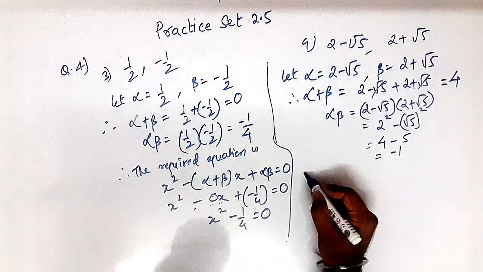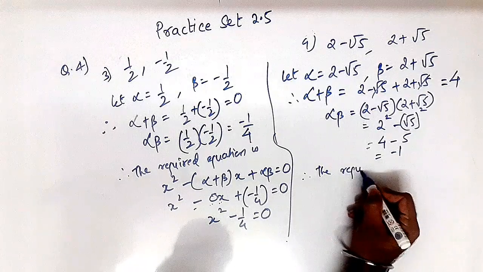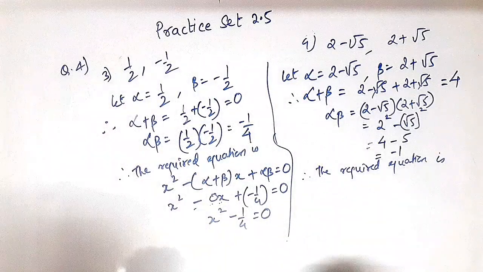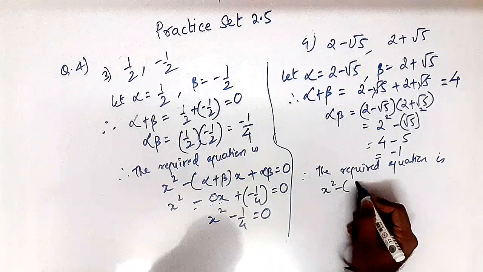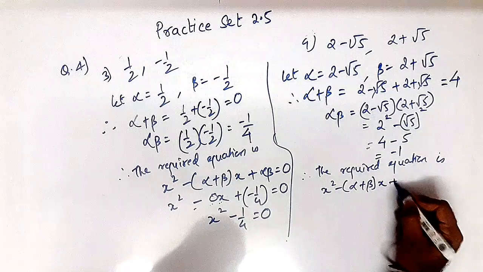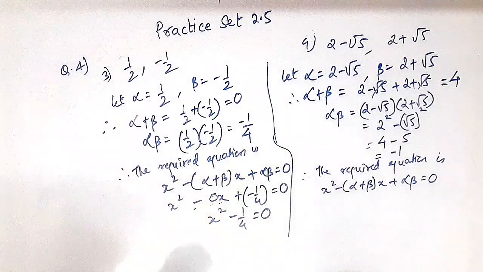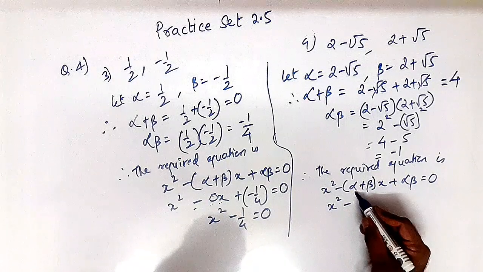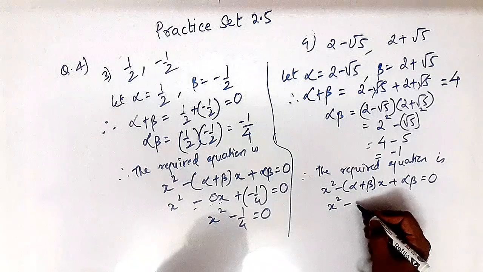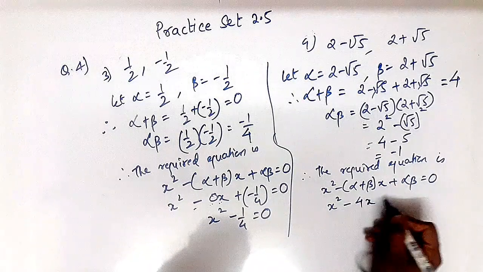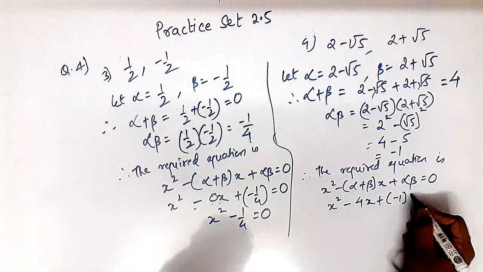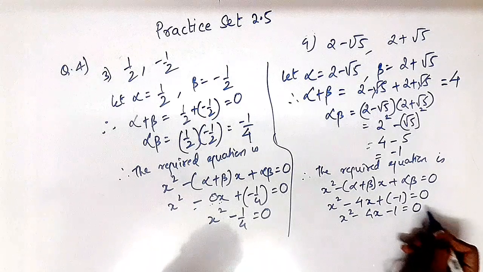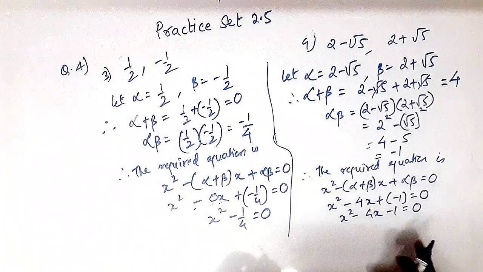Okay. Now, therefore, the required equation is x square minus sum of the roots into x plus the product of the roots equals to 0. Now, x square minus alpha plus beta is, you know, it is 4x plus this is minus 1 equals to 0. So we got this x square minus 4x plus minus is minus 1 equals to 0. Okay, so how we are going to do this?